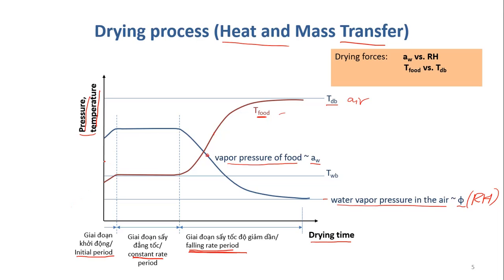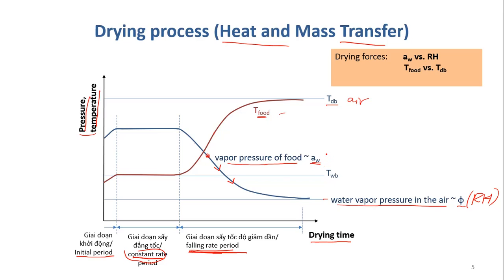So during constant rate periods, the vapor pressure of food is constant because this water is now free. Then after that, during the falling rate periods, the vapor pressure of food is reducing. The water becomes bound more strongly to the food components, which is more difficult to evaporate, which means that also lower water activity.